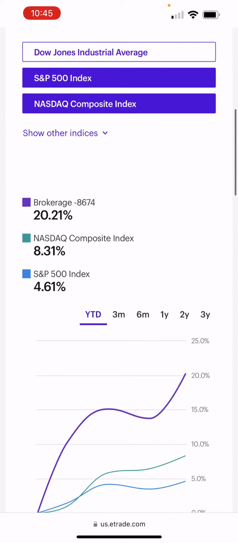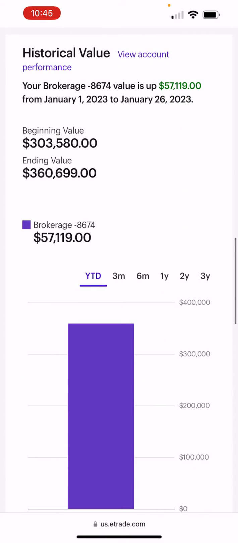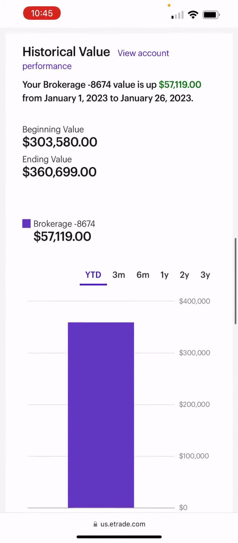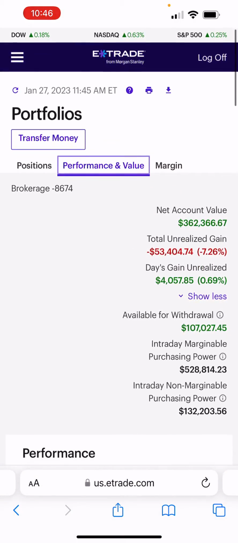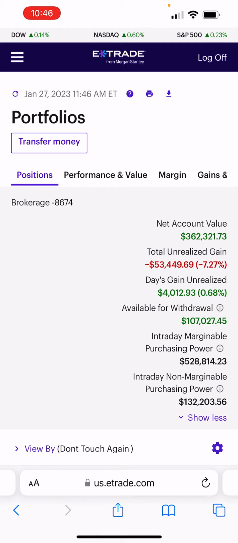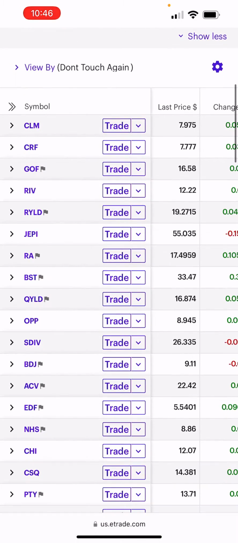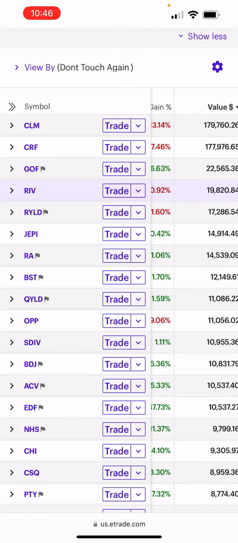So performance and value. We're up 20% for the year versus the NASDAQ up 8 and the S&P up 4. We've grown our account significantly to start the year, 57,000 to start the year, simply because these dividend funds don't just pay dividends like everyone thinks and they're boring. They also go up from their lows and they stay in a channel.